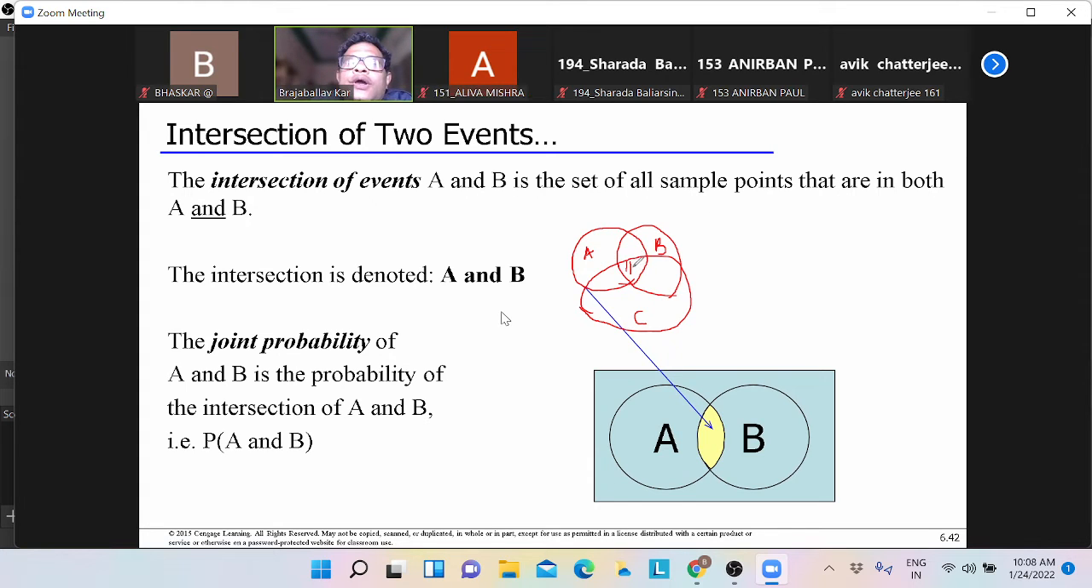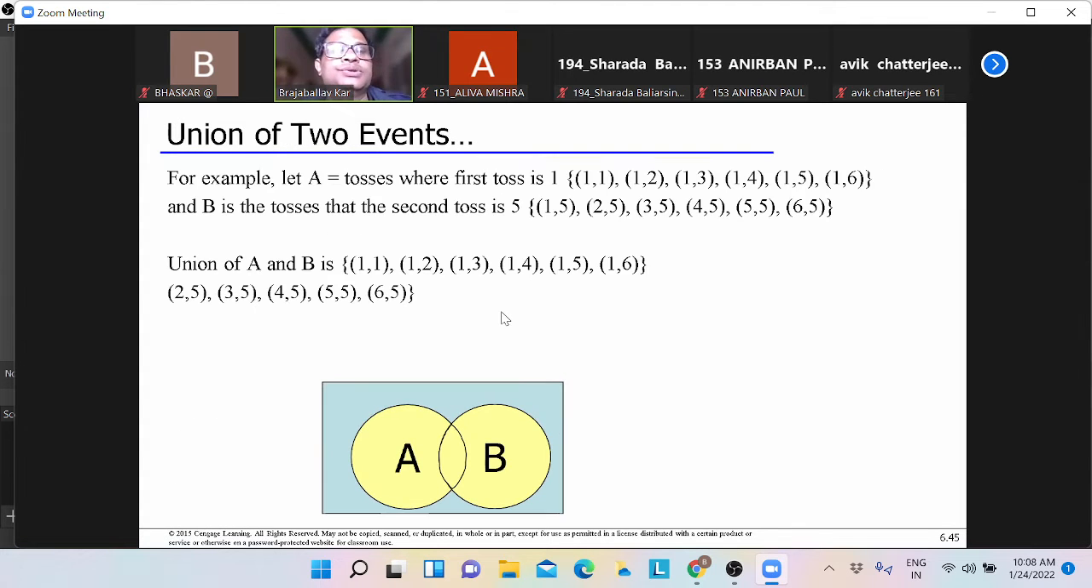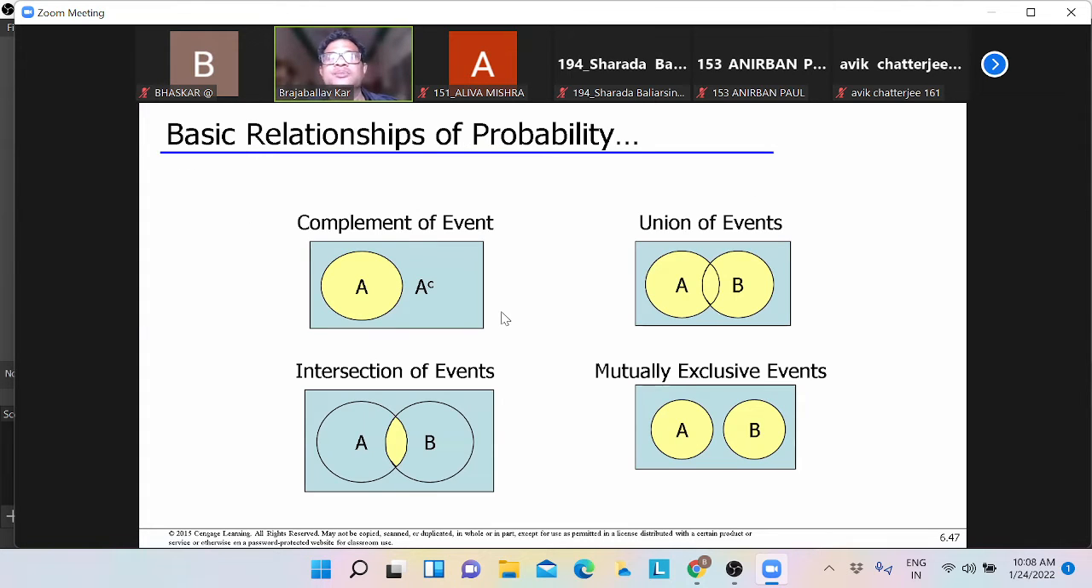So this is your A, B, and C. Do you understand why this is getting added or subtracted? Yes, sir. So you have a basic understanding of that. I'll get into this. So this is the joint probability that we talk of. This is union that we have already discussed. Mutually exclusive, as there is nothing common between them.